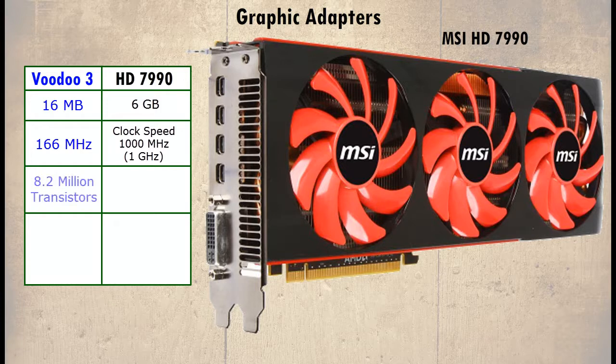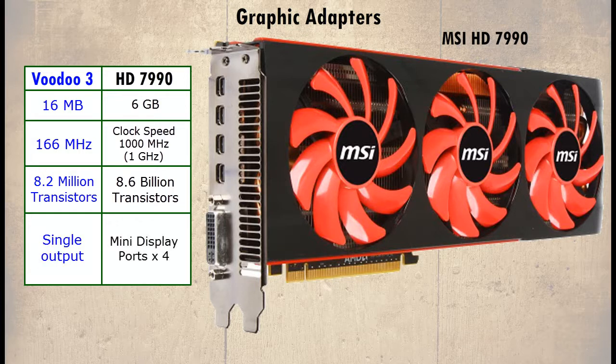The Voodoo has about 8.2 million transistors. This seems a lot, but when you compare it with the 7990, it is tiny. The 7990 has over 8.6 billion transistors. The Voodoo video adapter has one single output. The 7990 has 4 mini display ports and a DVI output, so it's able to drive more than one monitor at a time. It connects to a PCI Express slot found on the motherboard.